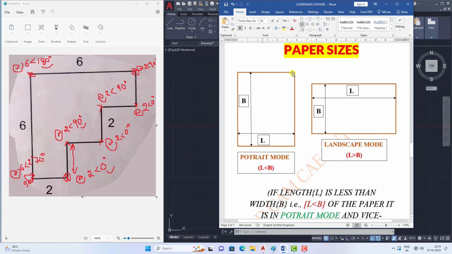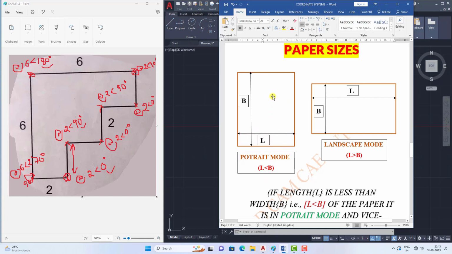So if you take the paper in this vertical direction, this type of mode is known as the portrait mode. So we have two modes of paper orientation. The first one is the portrait mode. What is portrait mode? This is the length and this is the width. If the rectangular view appears in the vertical direction, that means the length is less than the width, so in that case it is known as the portrait mode.